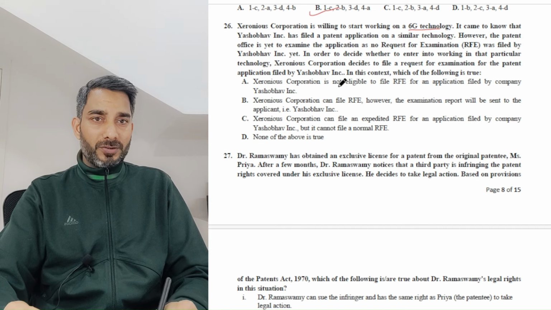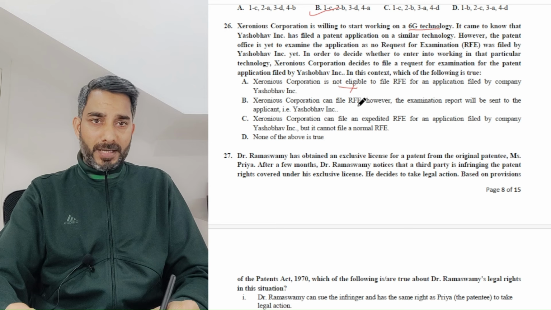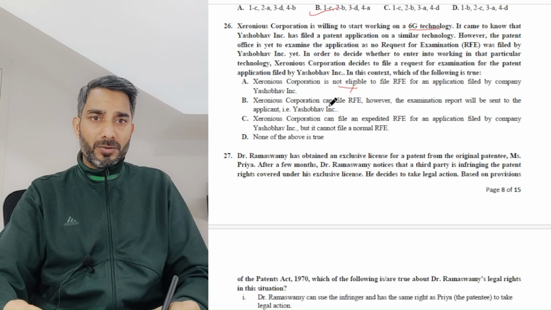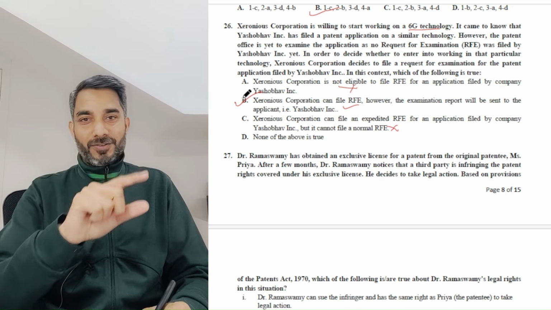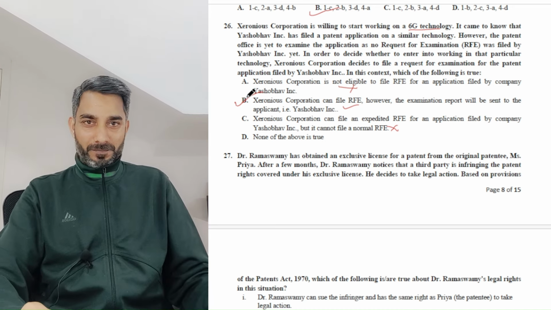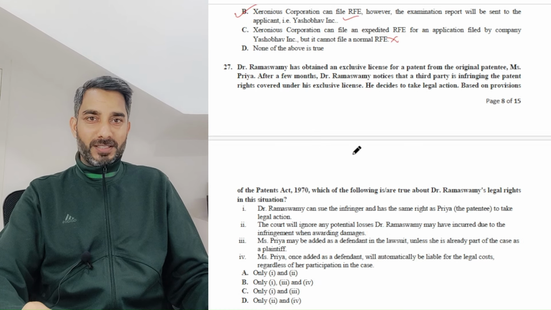Not eligible is wrong. Can file, yes. However, the examination report will be sent to the applicant. Perfect. No, none of the above. So B is the answer. We have an interesting illustration in one of our presentations. Let's move to the next question.